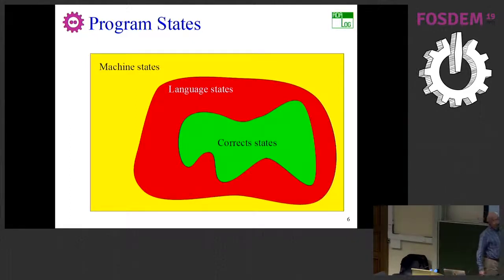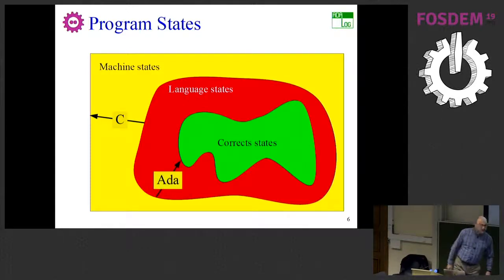They must include the correct states, otherwise your language does not allow you to write the program. And they cannot be equal to the correct states because it would be equivalent to a full formal proof of the program. Now, the requirement for C was to be a portable assembly language, to give access to everything the machine can do. So C tends to extend the language states to cover as much as possible from the machine states. ADA tends to allow only correct execution, to reduce the language states as tight as possible around the correct states. So that's the difference between the philosophy of the two languages.